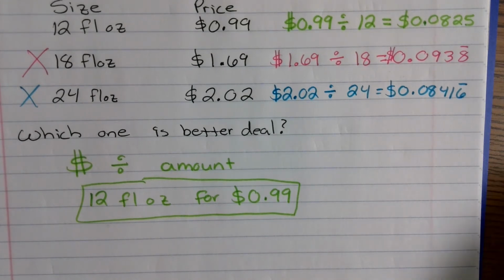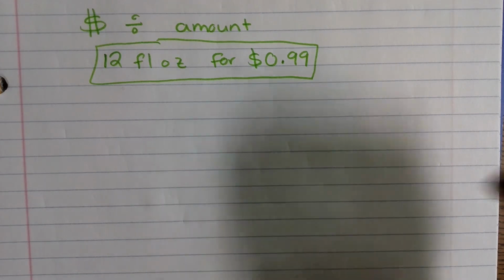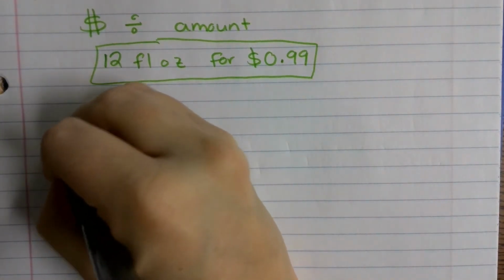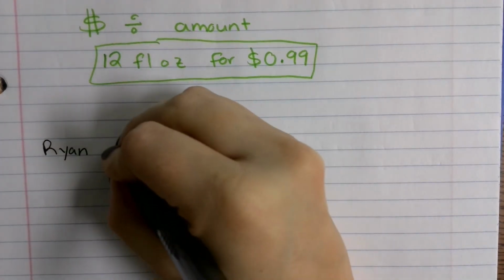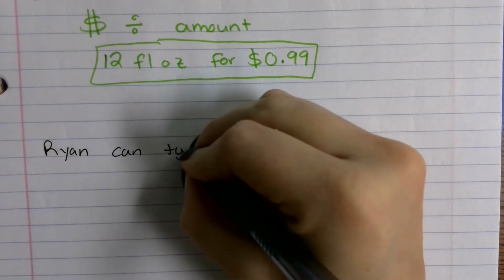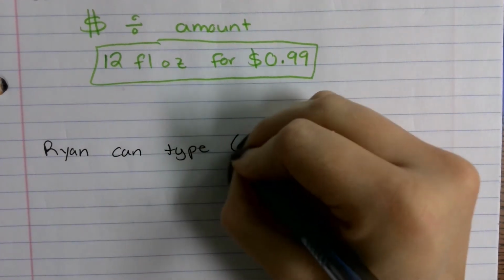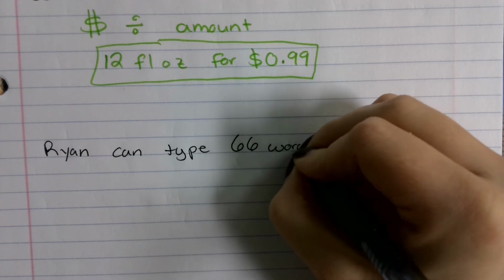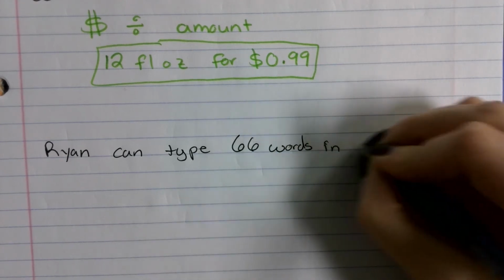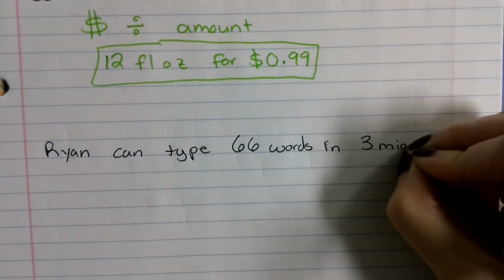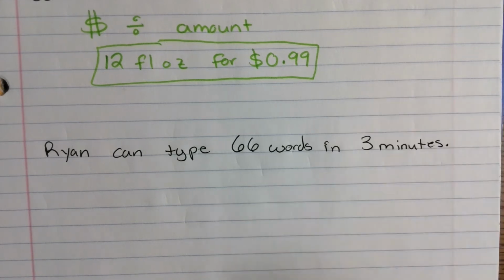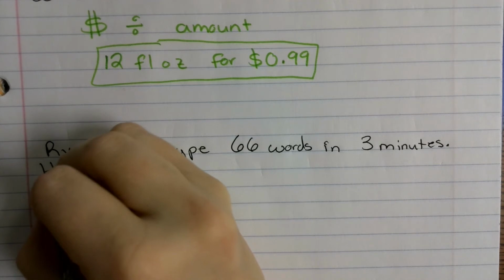Okay. All right, one more example. So let's say that Ryan can type 66 words in 3 minutes. Ryan can type 66 words in 3 minutes. It's a very slow typer.